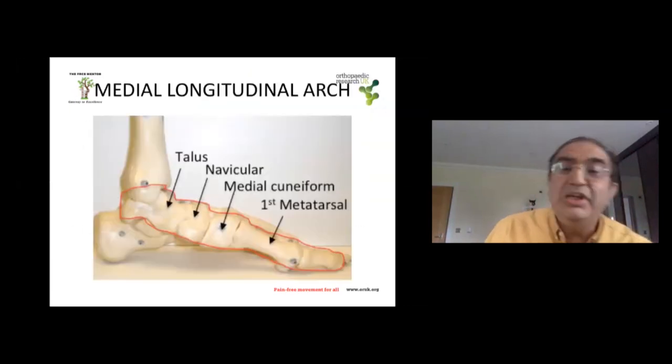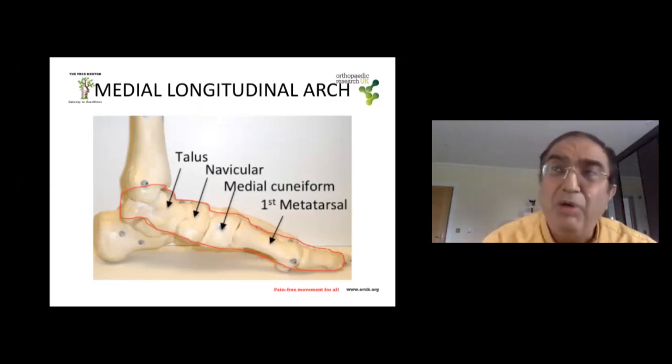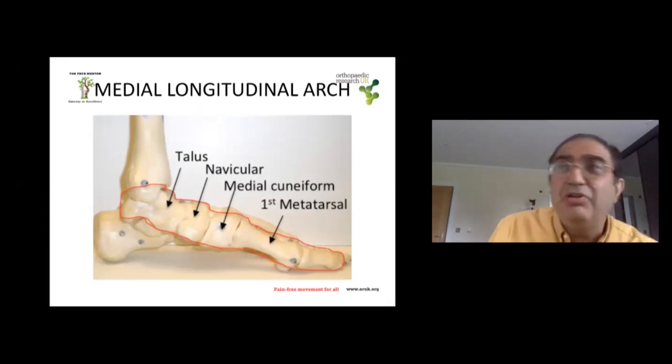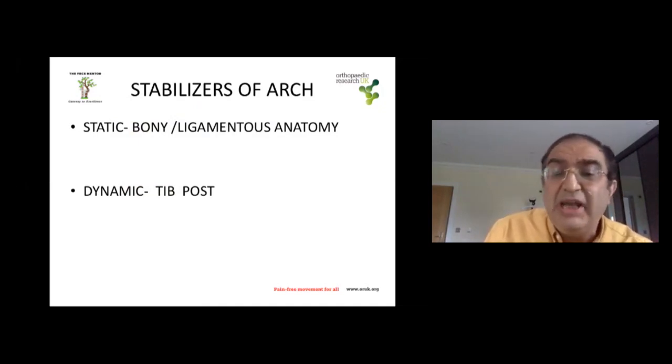Now, the important thing is the medial longitudinal arch. So what does it comprise of? The bony structure. It's got the calcaneum, the talus, the navicular, the three cuneiforms, and the three metatarsals. These comprise the medial longitudinal arch, and that's what we're going to focus on. Now, obviously, you've got the structures which stabilize it, which can be divided into static and dynamic. And static, of course, has got the bony and ligaments, and dynamic, the most important, is the tib post.